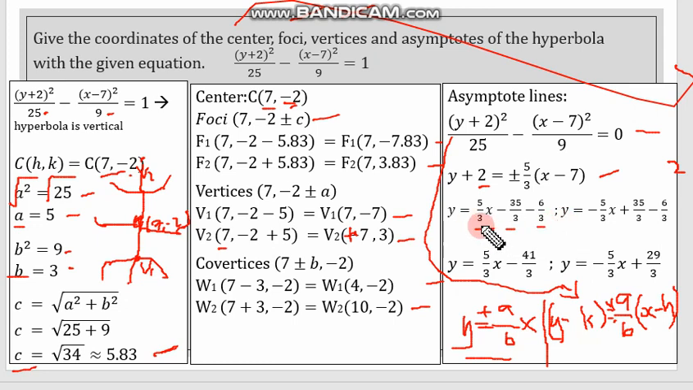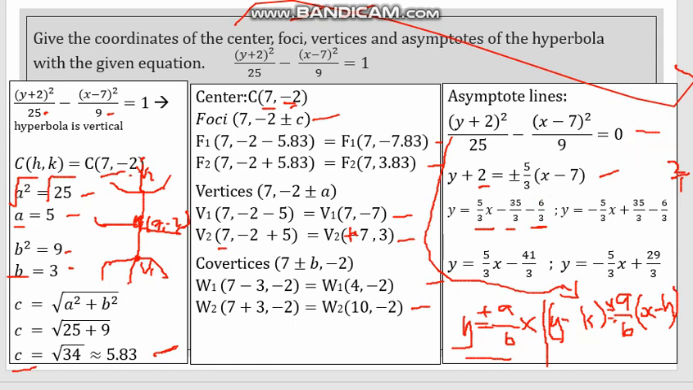So we get the least common denominator, which for all is 3. So this is 2 over 1, and 3 divided by 1 is 3, and 3 times 2 is 6. That's why it is 6 over 3 here.